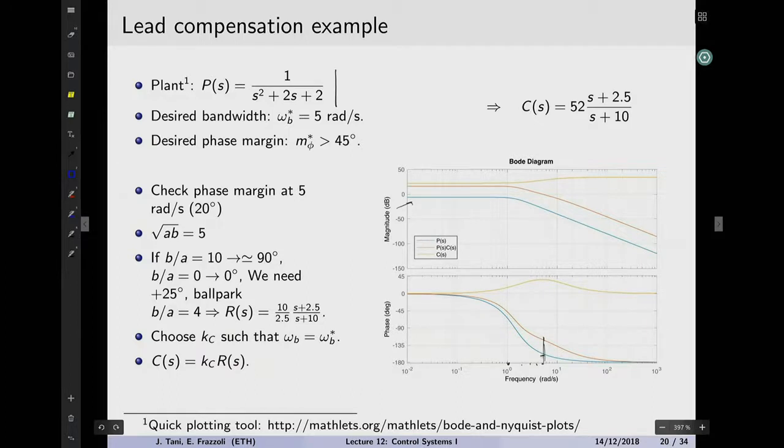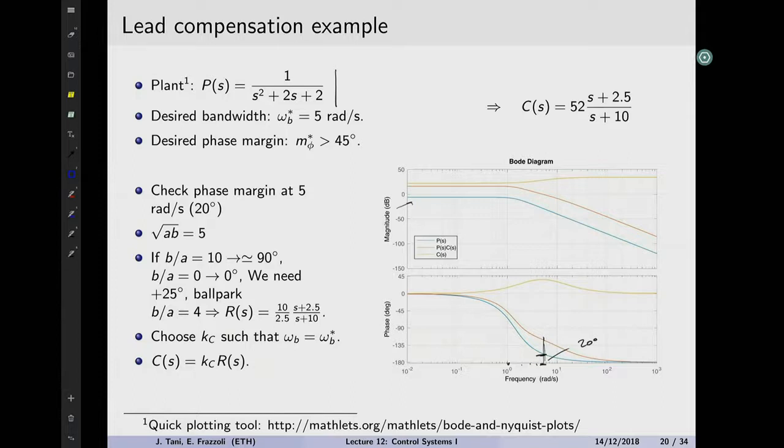So what's this value? Well, what's the distance between here and minus 180? That's the phase margin if the crossover frequency were to be 5 radians per second. We see that the phase margin here is roughly 20 degrees, something like that. So that means that we're not satisfying our requirements. We need to increase the phase margin by another 25 degrees at least. So, okay, what do we do?